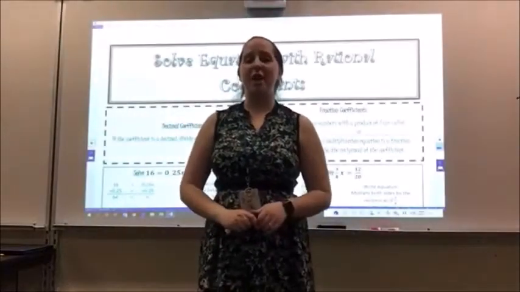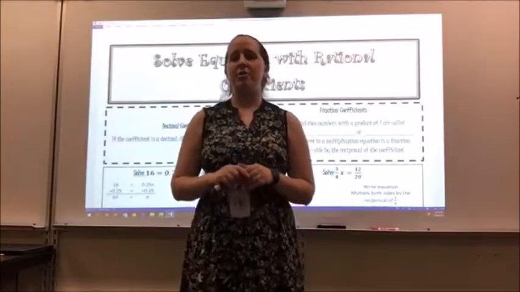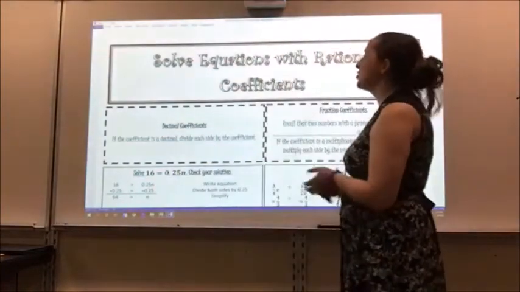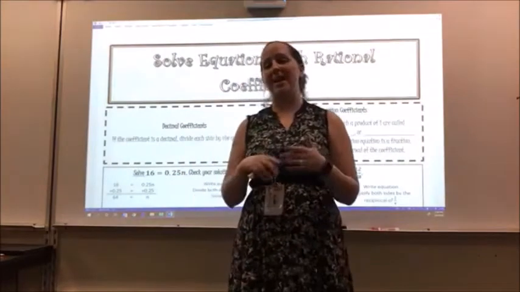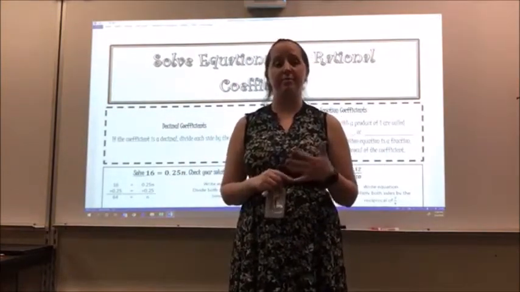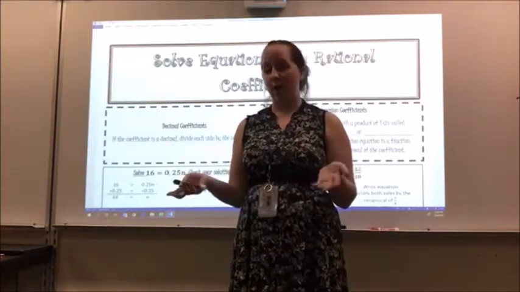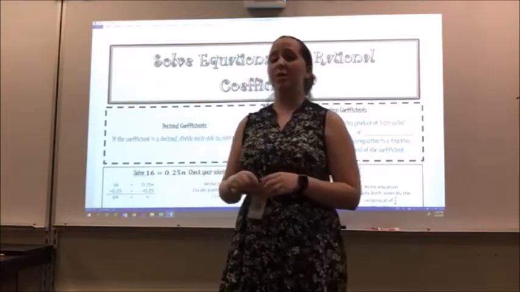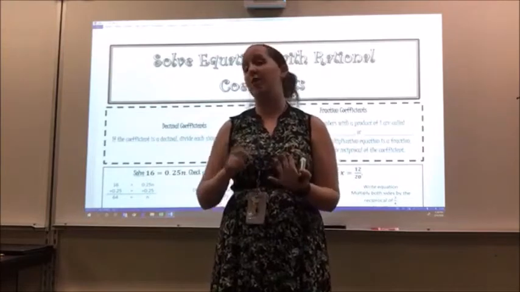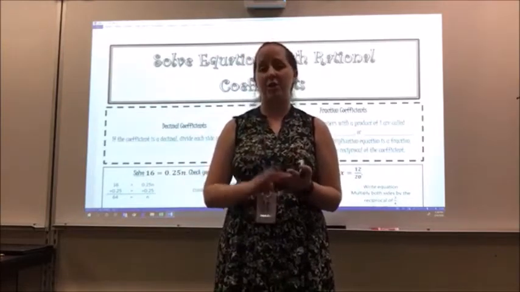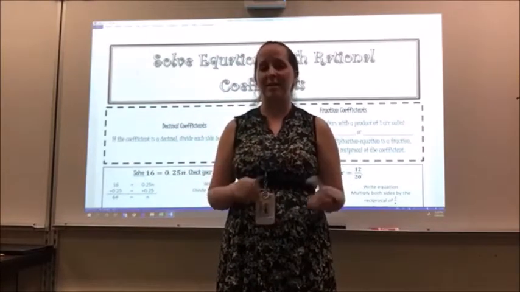Alright, this is Chapter 6, Lesson 3, Solve Equations with Rational Coefficients. So, a rational number, we remember, is any number that we can write as a fraction, of the form a over b. So, this is dealing with rational coefficients. That means any rational number. So, that includes decimals, whole numbers, fractions, negative numbers, anything like that.